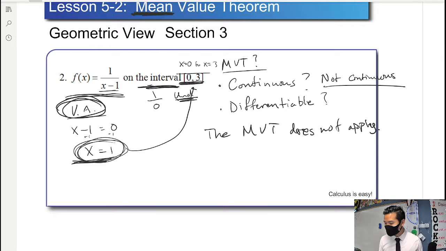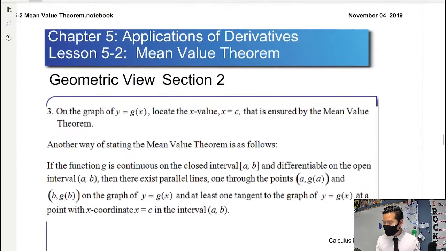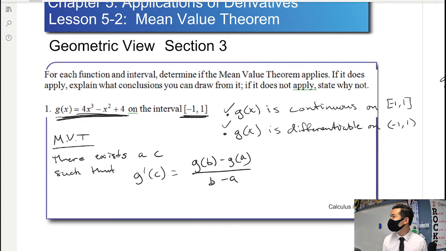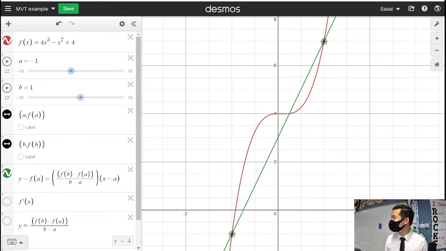Check this out. When we did that problem, did the mean value theorem apply? It was continuous and it was differentiable, right? That means that there should be a tangent line that's parallel to the secant line. Do you see the secant line, by the way? What color is that secant line on the board? I mean green. It's green.